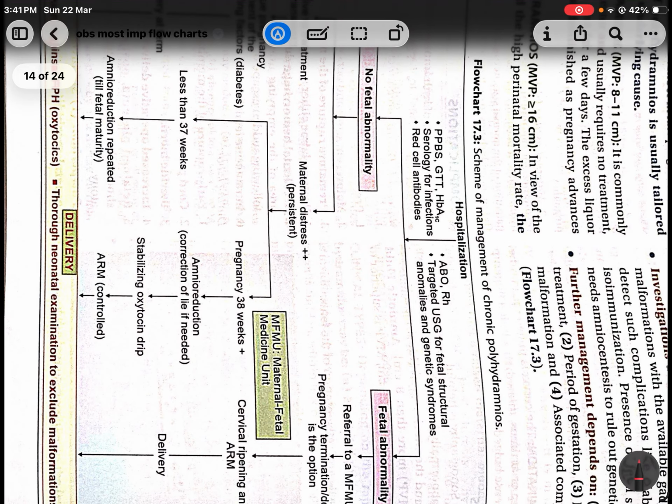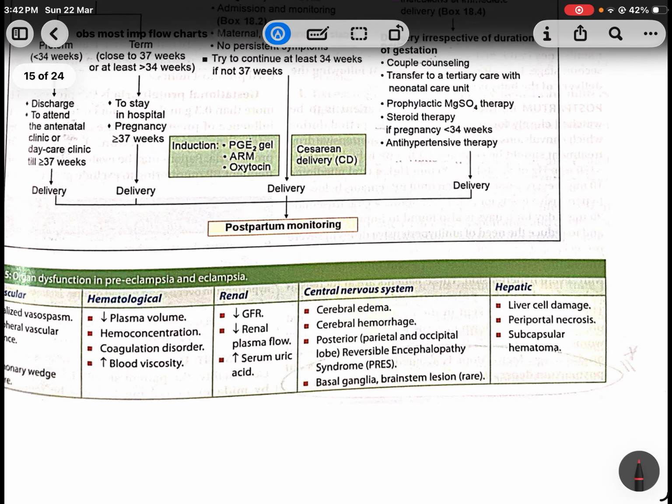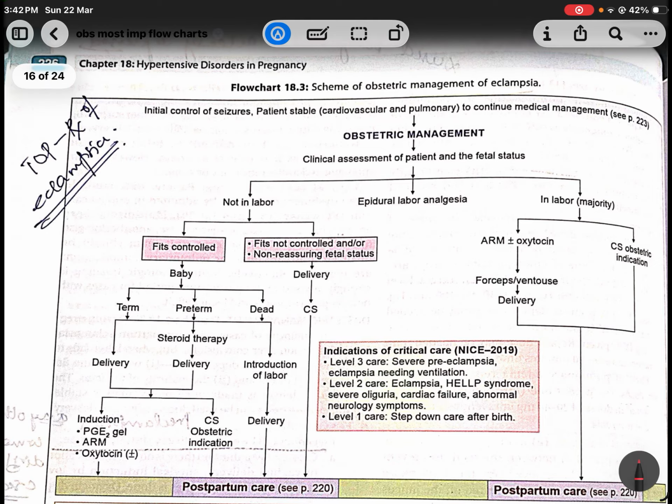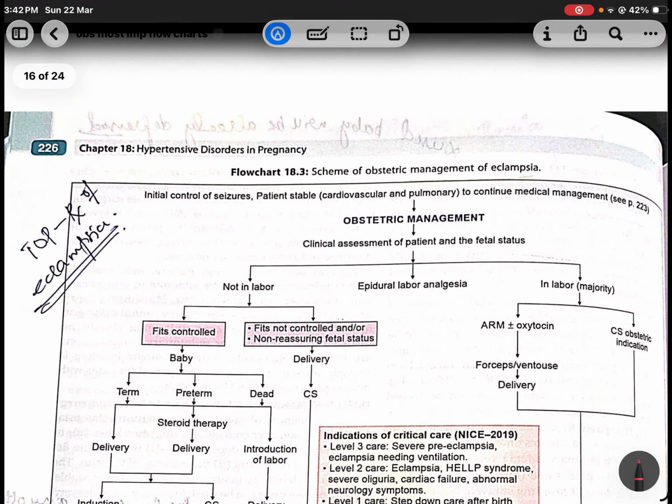Then again, chronic polyhydramnios, I don't think this is that important, I just mentioned it so that you know it also. Again, make sure preeclampsia is different, eclampsia itself is different. So this part is also important. Based on when you get eclampsia, you need to manage it accordingly. That's the important thing which I wanted to say.